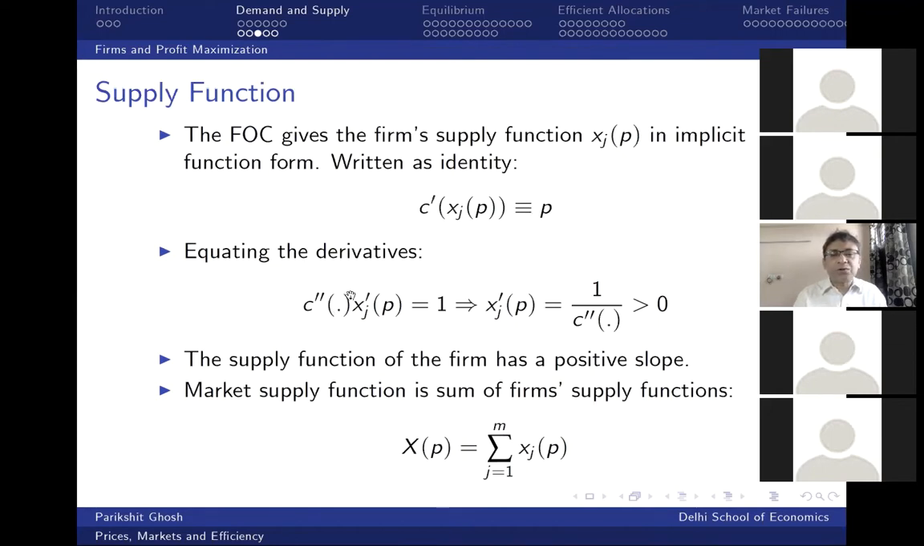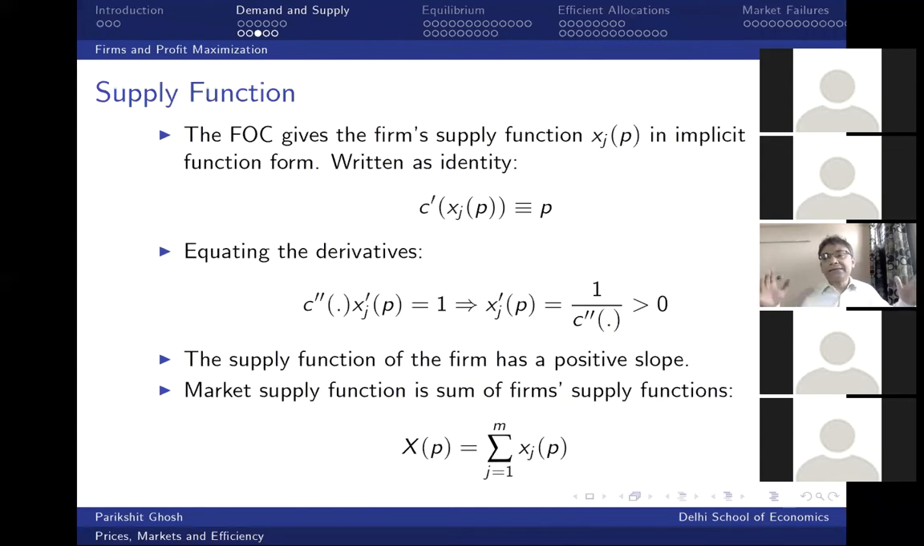So if we do that by chain rule, on the left-hand side, we get C double prime, the second derivative of the cost function, times xj prime, which is the slope of the supply function. That equals the derivative of the right-hand side, which is 1. Okay, and then by transposition, you can express the slope of the supply function as the reciprocal of the second derivative of the cost function. And since we assume the second derivative to be positive, that immediately tells us that the supply curve has a positive slope, which means, since each individual firm's supply curve has a positive slope, the market supply curve, which is the sum of the individual supply curves, also has a positive slope.